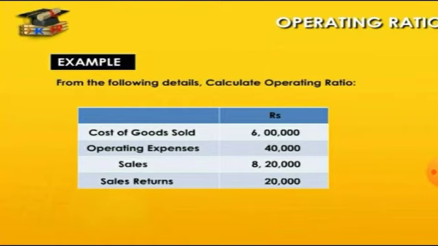Let us see some problems in operating ratios. From the following details, calculate operating ratio. The cost of goods sold is 6 lakhs. Operating expenses is 40,000. Sales is 8 lakh 20,000 and sales returns is 20,000.